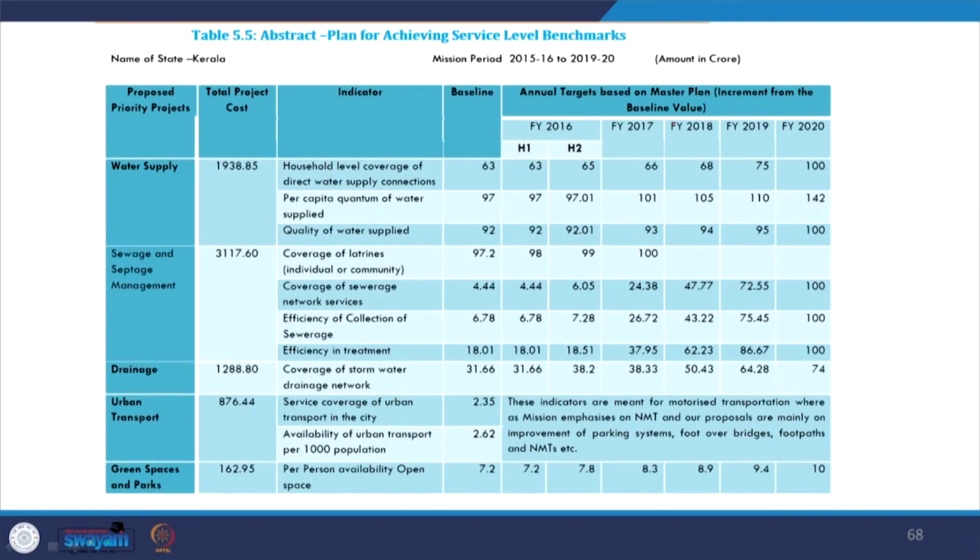Here we see how they are working on the service level benchmarks. For water supply, what kind of indicators they are going to use, how they are going to evaluate their performance, how they are achieving it. For example, one here: household level coverage of direct water supply connections. The baseline is 63, and by 2020 they want to target it to 100, and how every year they are going to reach that number.